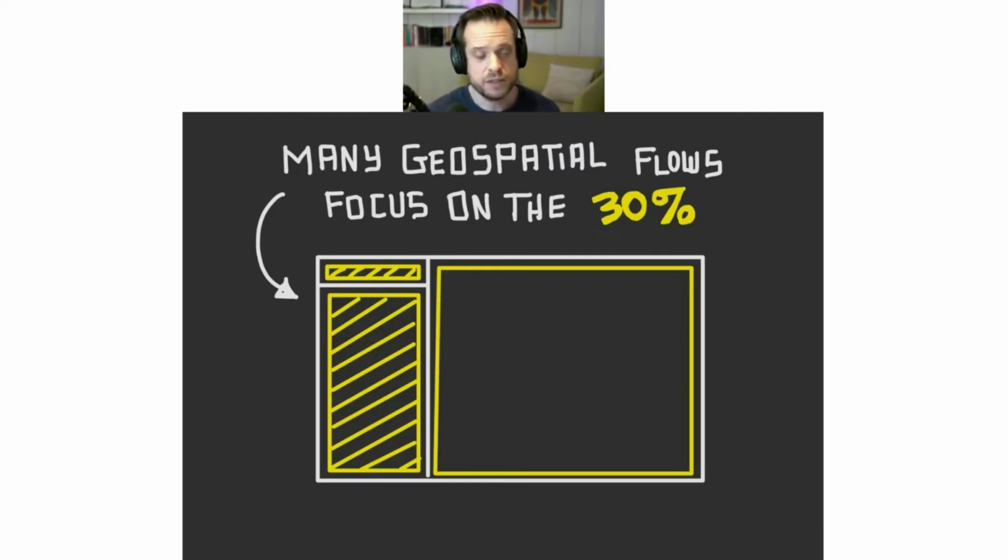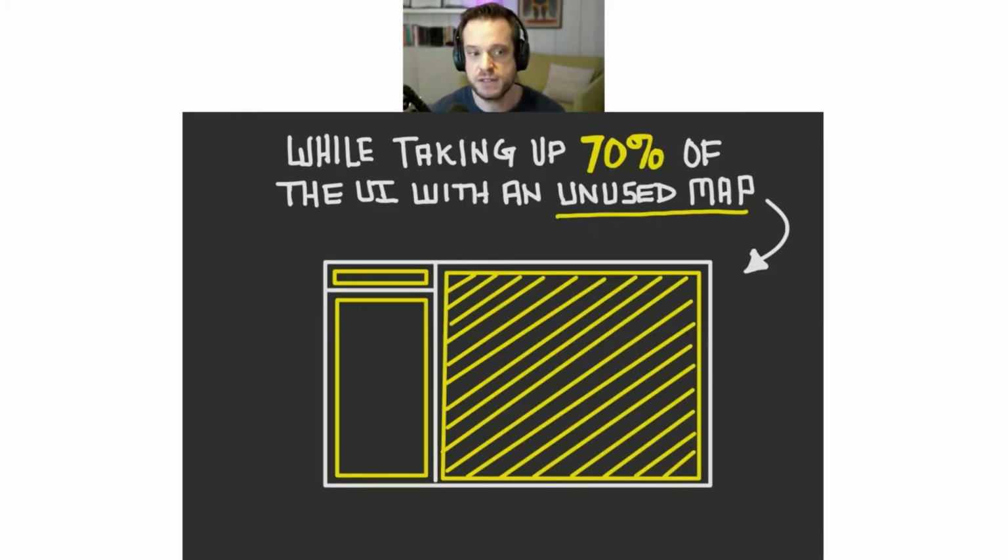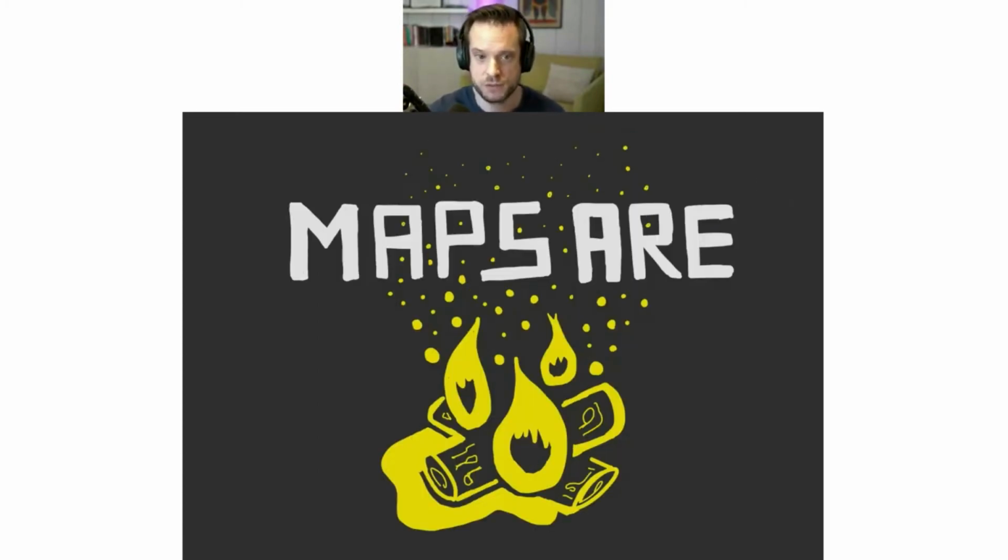But in a lot of geospatial apps I deal with, most of the flow focuses on that 30%. So the metadata, the information about the data sets, is where we're mostly focused. And the map is sort of ancillary. But the problem is that I'll run into these interfaces where 70% of the UI is taken up with an often unused map. And I think this can be very problematic when it comes to non-location specific geospatial interfaces.